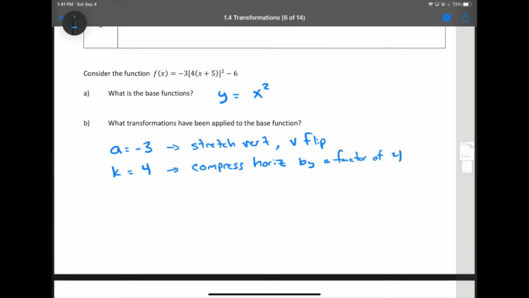I'm going to actually go back to the a, and I said stretch vertically. I should have put by a factor of 3, just to be more specific, but that's okay.